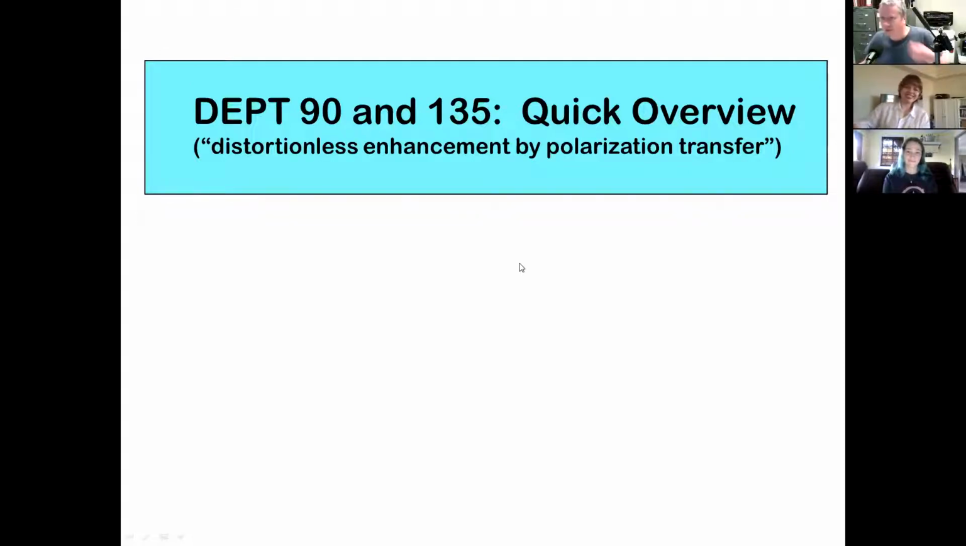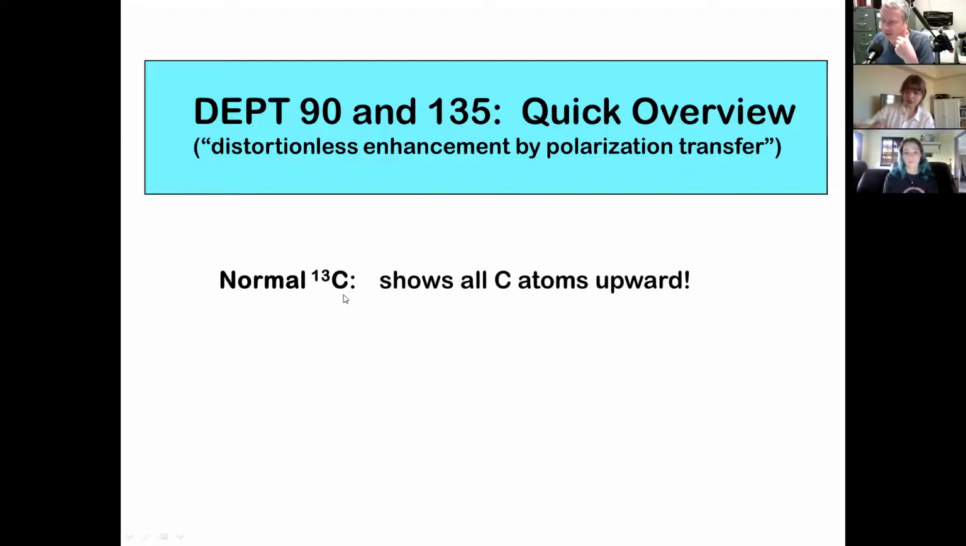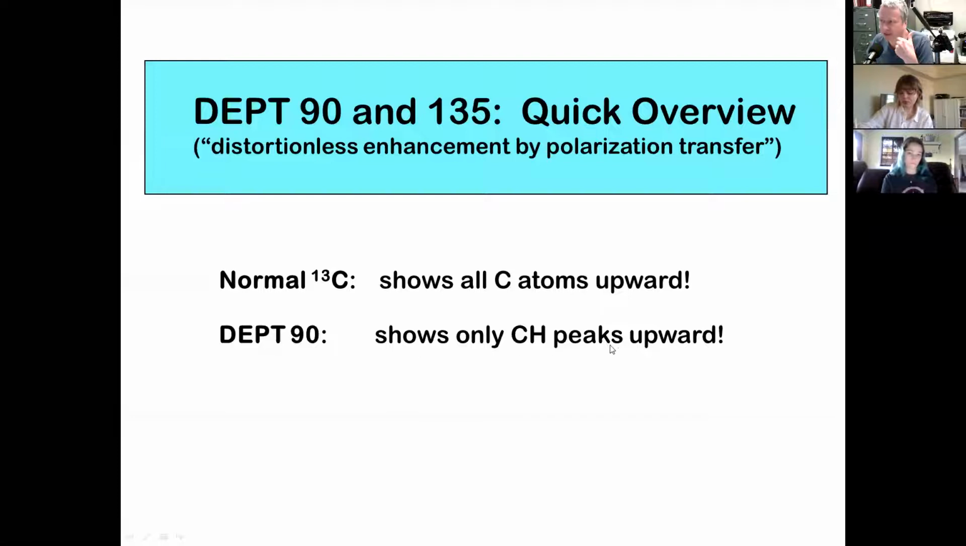Okay, so what are they? It's just a variation of carbon NMR, and it's a cool variation of carbon NMR. Normal carbon just shows a bunch of peaks, and they're all upward, right? And they're all singlets, right? That's what a normal carbon is. DEPT 90 will only show CHs. It's this really crazy technique that filters everything out but CHs, and CHs go up. Kind of cool, right? Because you can figure out which of your carbons are CHs.